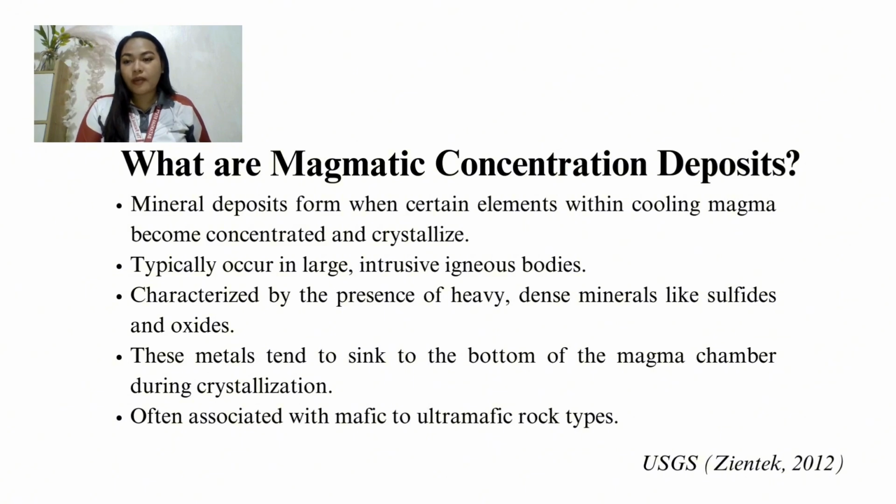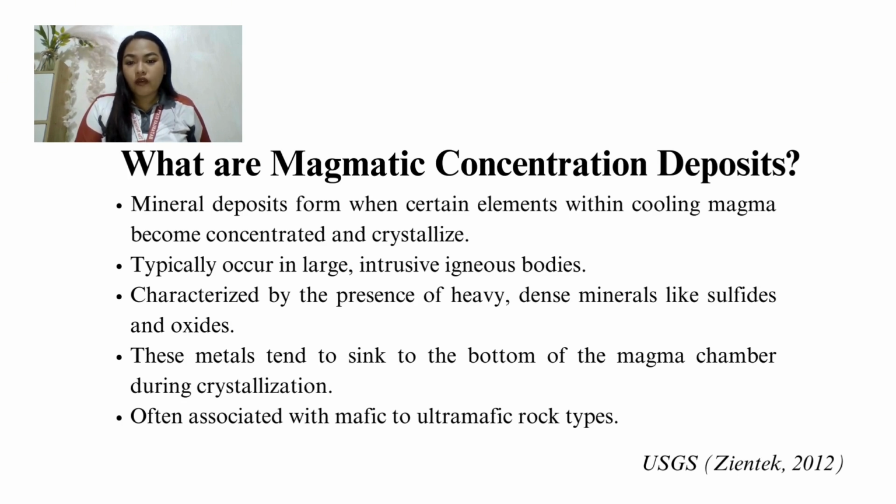So what are magmatic concentration deposits? These are mineral deposits that form when certain elements within cooling magma become concentrated and crystallized. These deposits typically occur in large, intrusive igneous bodies and are characterized by the presence of heavy, dense minerals such as sulfides and oxides. During the crystallization process, these metals tend to sink at the bottom of the magma chamber, leading to the formation of layered accumulation.